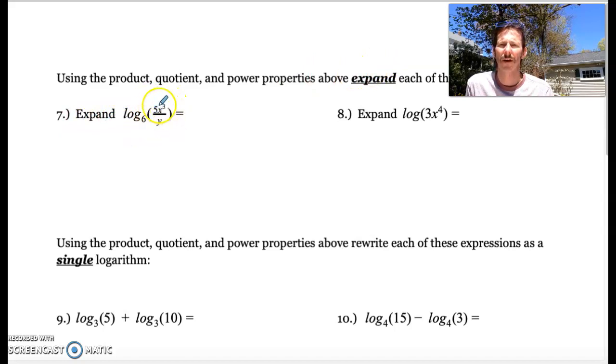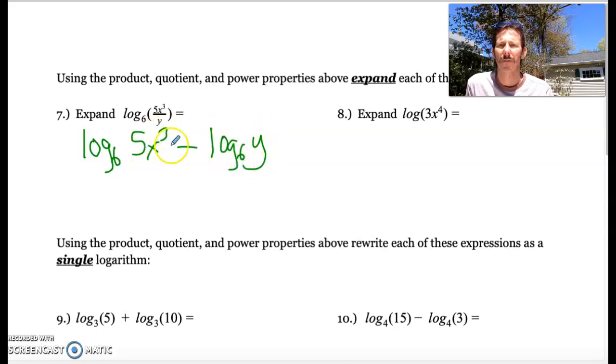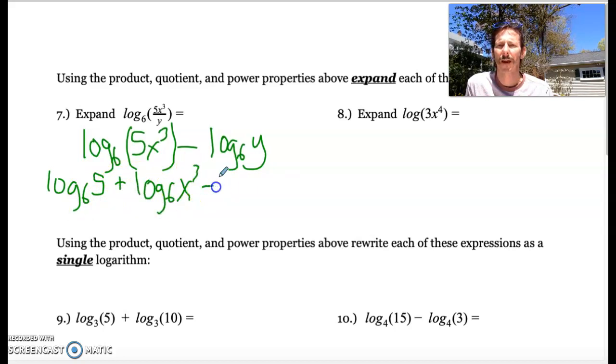So this one I've got two things on the top and something on the bottom, so I'm going to do this in steps. First thing I would do is put that 5x cubed and subtract log base 6 of y. Now this piece is done, but I'm not done here because these two pieces are being multiplied, so I could expand that to log base 6 of 5 plus log base 6 of x cubed, and this part here is just going to linger and hang on.